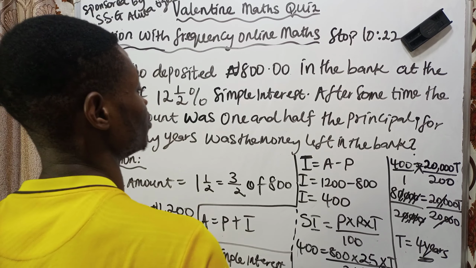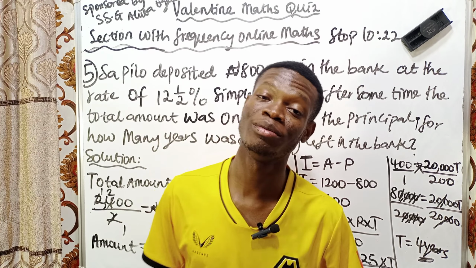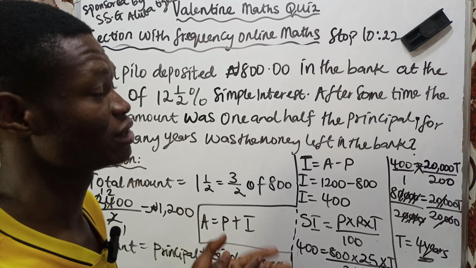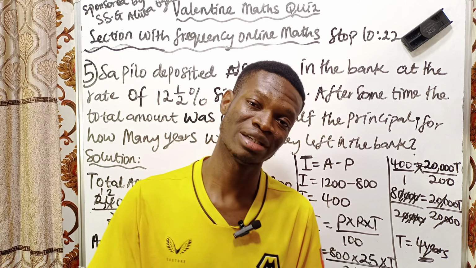How many years was the money left in the bank? 4 years. Wonderful. If you want to understand this well, just know your simple interest. Know that the amount is equal to the principal plus the interest, and the rest.